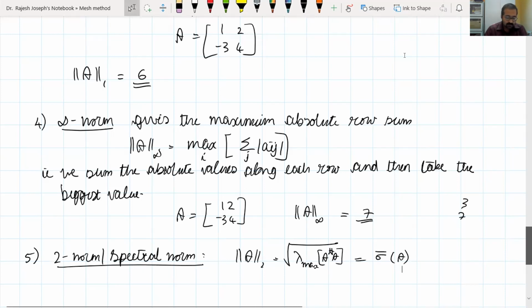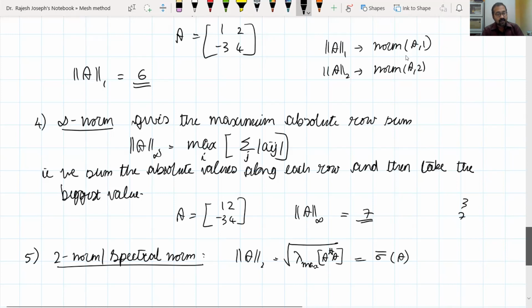Fine. So in MATLAB, there are commands to find these matrix norms. If you want to find the one norm of matrix A, the MATLAB command is norm(A,1). Similarly, the 2 norm can be found using norm(A,2). Keep in mind you have to input A as a matrix, then only use this command. And the infinity norm is given by norm(A,inf).